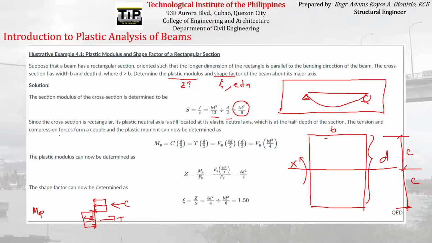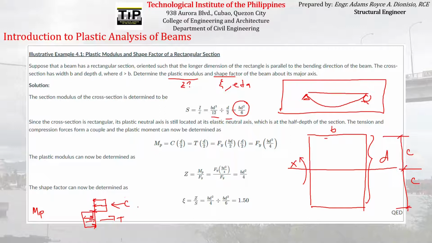Okay, so since the cross-section is rectangular, its plastic neutral axis is still located at its elastic neutral axis, which is at the half depth of the section. The tension and compression forces form a couple, and the plastic moment can now be determined as equal to this.